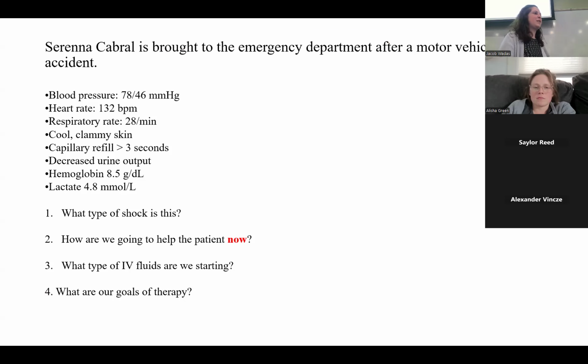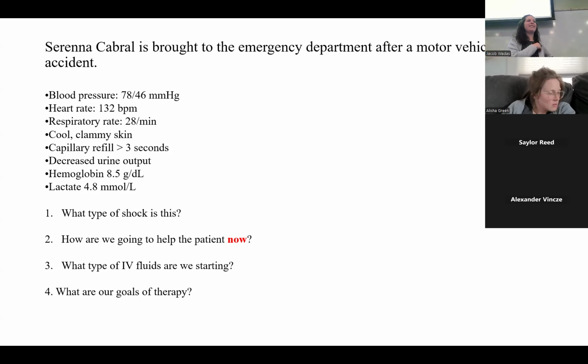Very cyclical. So here's a little case. Again, Serena, for those that know Serena, she really just wanted to be in the case. I'm like, it's not a good case. It's shock here. It's not going to be something good. She's like, I don't care. Please include my name. So we did get approval from Serena for this. We got to try to save her.